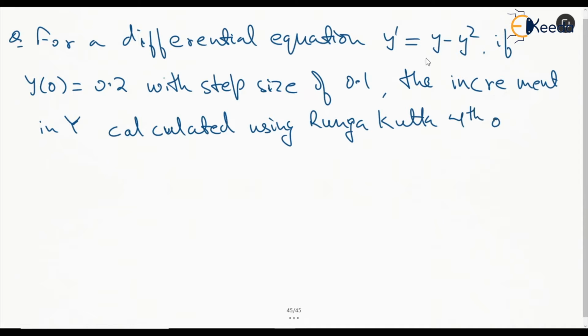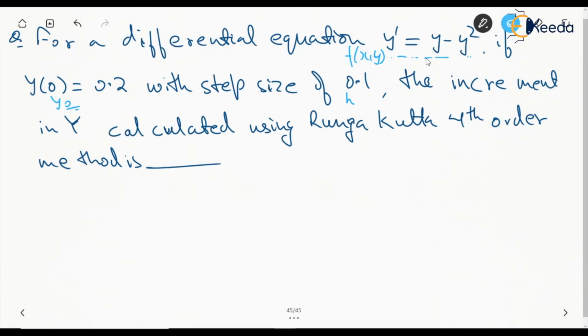Of course, fourth order, we have studied that. Fourth order method is how much? So we have this function of x, y. This is nothing but function of x, y. Step size is also given. This is h. This is y at 0. So this is y naught. Right? We have three variables which is required. Now what they are looking for is the increment.